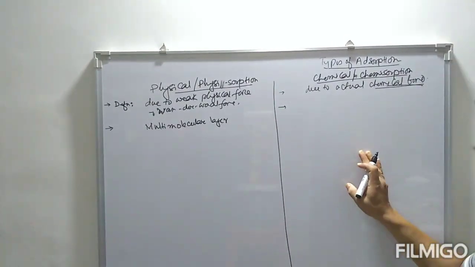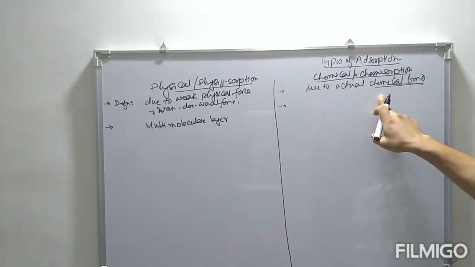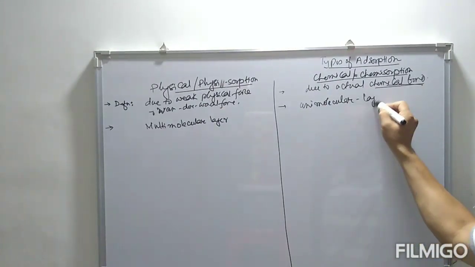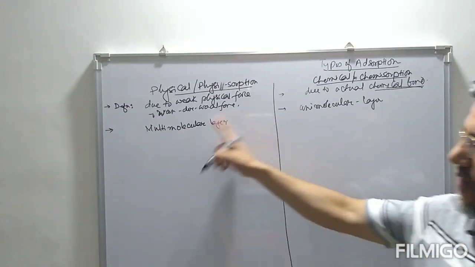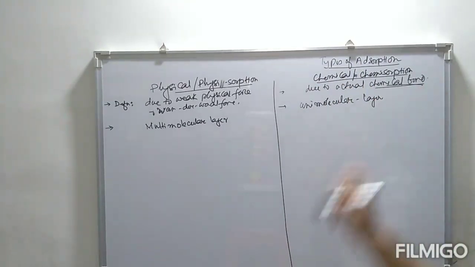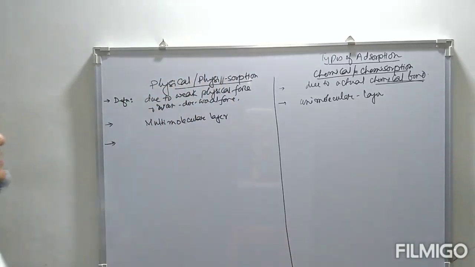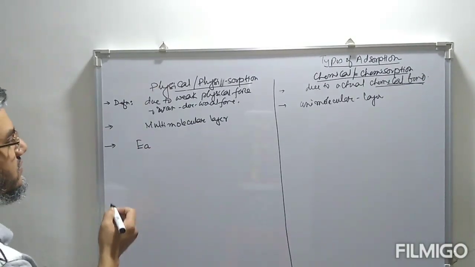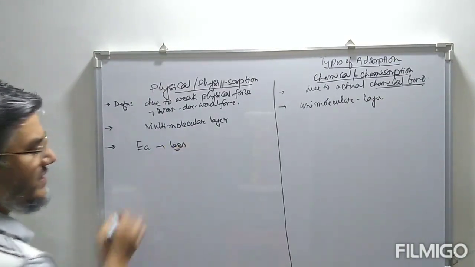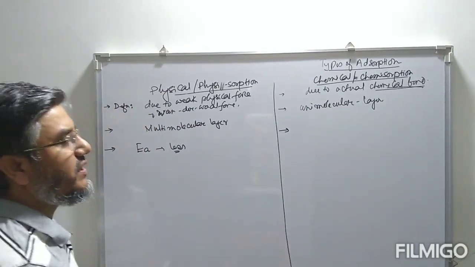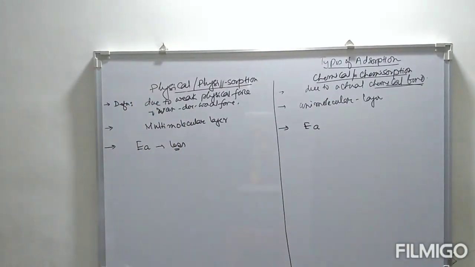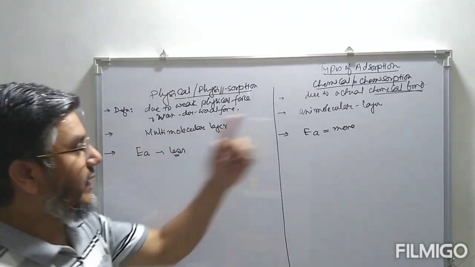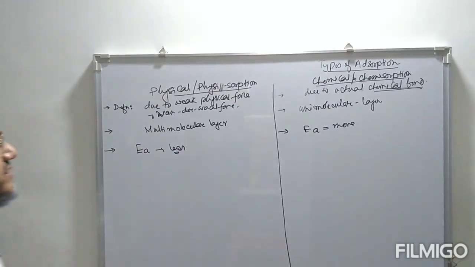Whereas in chemical adsorption, since an actual chemical bond is formed between the molecules of adsorbate and adsorbent, only a single layer will be formed, that is, a unimolecular layer is always formed. So physical gives a multimolecular layer, chemical a single layer. In case of physical adsorption, the activation energy is very less, whereas for chemical adsorption, since an actual chemical reaction is taking place between the two molecules, the activation energy is more. So the activation energy of chemical adsorption is always more than physical adsorption.